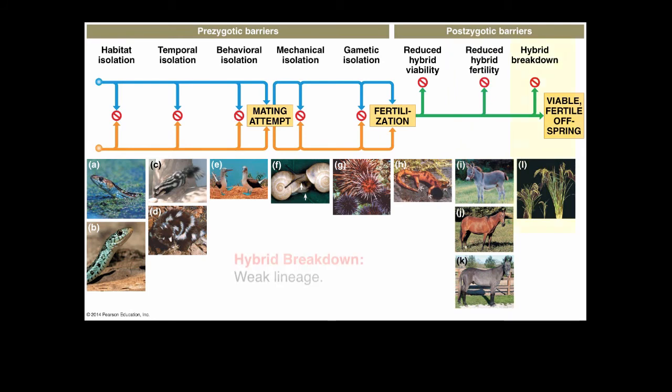The last postzygotic barrier that I'd like to discuss is called hybrid breakdown. And this is when, for example, here we see that some first generation hybrids are fertile, but when they mate with one another or with either parent species, offspring of the next generation are either inviable or sterile themselves. So these barriers prevent either mating, fertilization, or hybrid viability or fertility. We're going to come back to this in class, and we're going to generate a list of some examples to elaborate on this context, but I wanted to introduce it here.